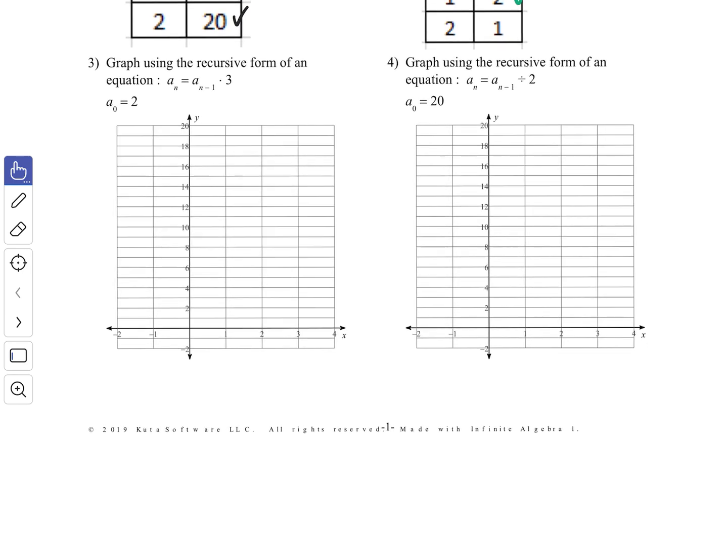Now, if we look at 3 and 4, we should know right off the bat, since they're recursive, that these are going to be discrete, okay? Which means we only draw what we see, which is the points. A sub 0 would be our start, and we're timesing by 3, so every time we go to the right one, I'm going to times my y value by 3. So 2 times 3 is 6, 6 times 3 is 18, and that's pretty much all I need to put for right now. If I really wanted to, I could go back and divide 2 by 3, you get like 2/3 right there.